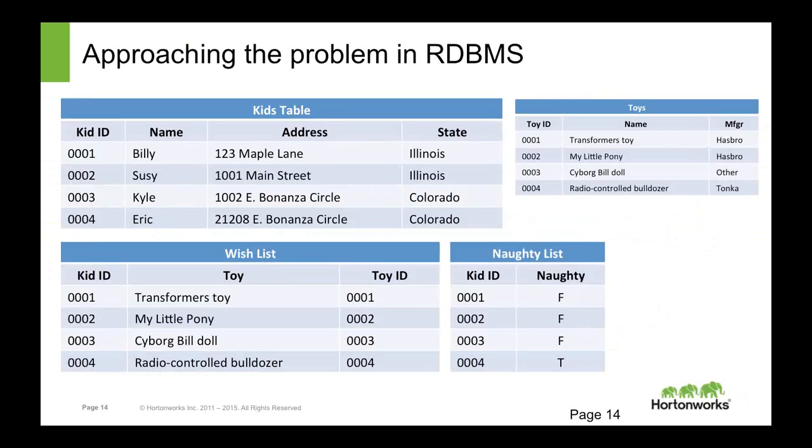If we look at the traditional approach, this should all be familiar to everybody. This is a very normalized database. You have a kids table, you have their wish list, their naughty list, which is a lookup table, as well as a lookup table with all the possible toys. The naughty list is actually a composite table that combines the kid ID with the naughty value. So we have a primary key and then the values.